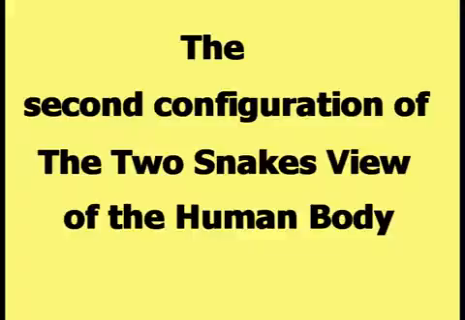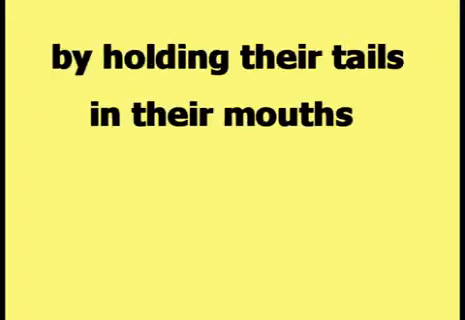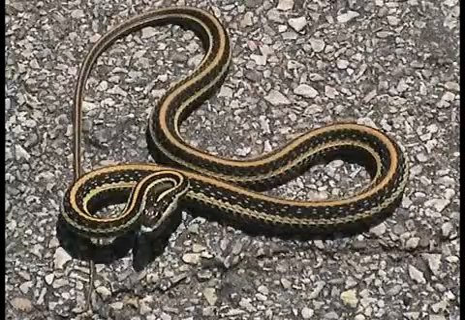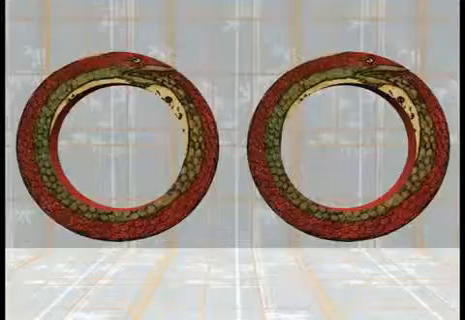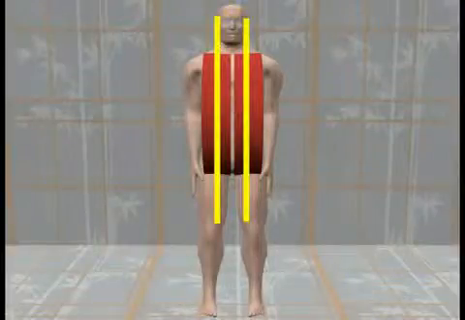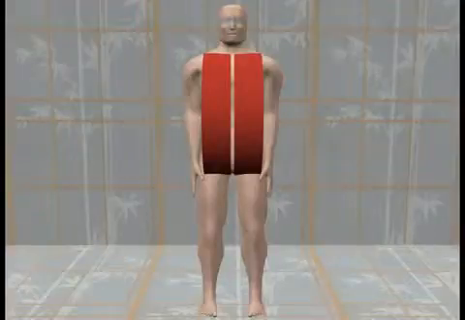The second configuration of the two snakes view of the human body is created from snakes whose bodies form a circle by holding their tails in their mouths. The circular object in this picture, with a graphic on it showing a snake-like creature with its tail in its mouth, will represent a snake. Two of the circular snake objects, one approximately centered on each side of the torso, create the second configuration of the two snakes view of the human body.